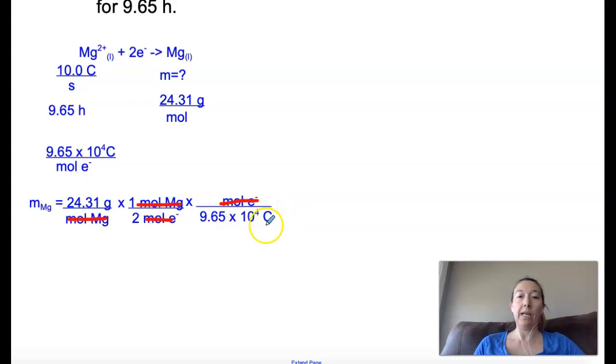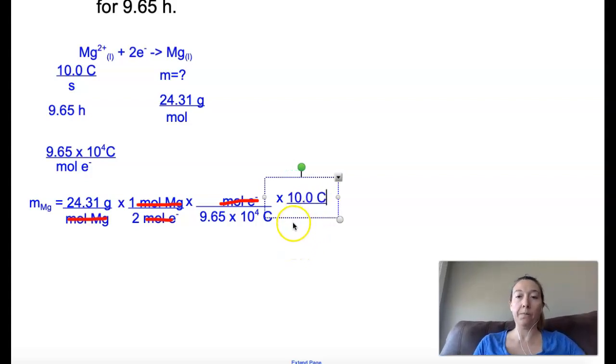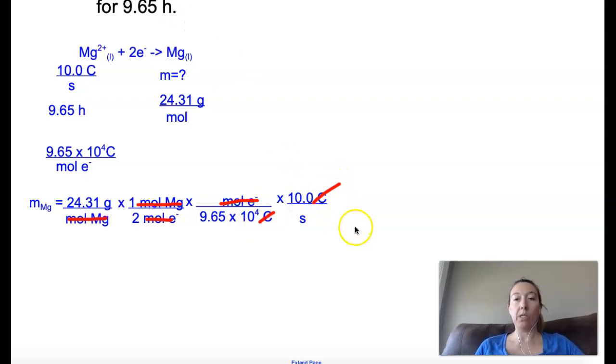The next thing we need to cancel is coulombs. Looking here, there's 10 coulombs per second. The only other thing that had coulombs was Faraday's constant, and we've already used that. So to get rid of the coulombs, it has to go on the top, so we're going to times 10.0 coulombs over the second. From here, we can cancel out coulombs. Then we're going to cancel out seconds with time.